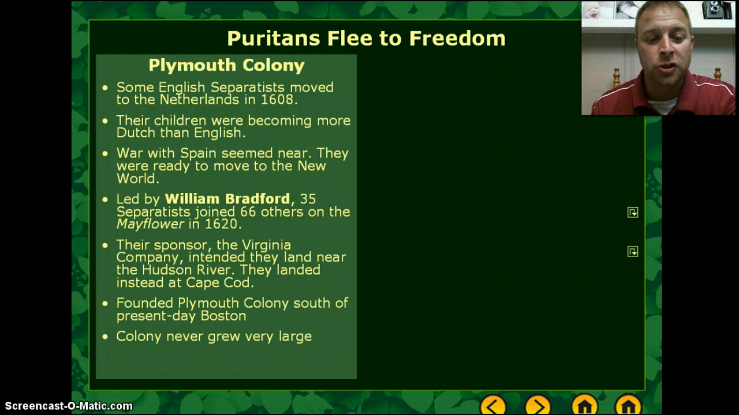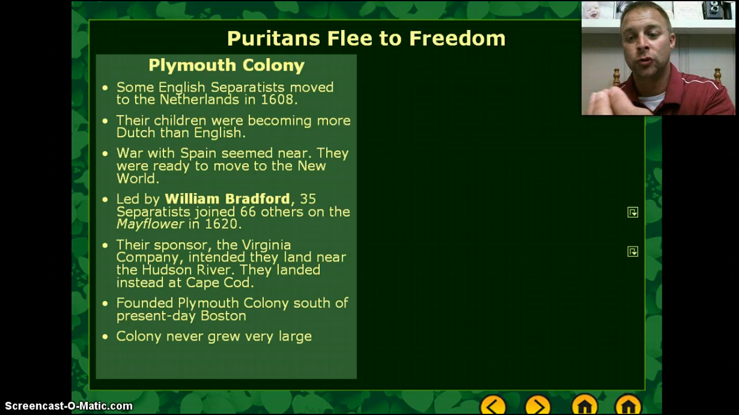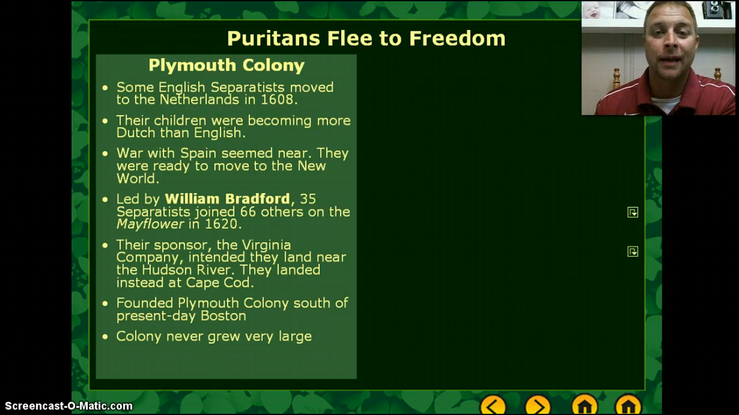They were sponsored by the Virginia Company, and they intended to land near the Hudson River. However, they wound up much further north at Cape Cod and what is today Massachusetts. They founded Plymouth Colony south of present-day Boston. The colony itself never grew very large, but it does provide a draw to other colonists to come to Massachusetts.